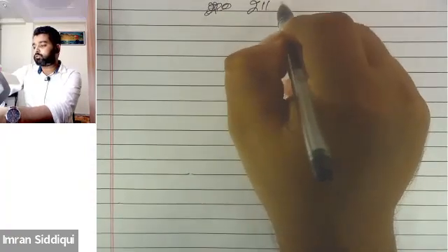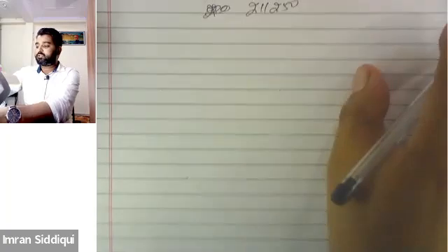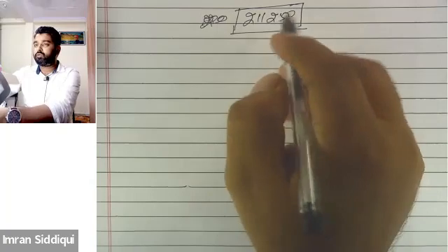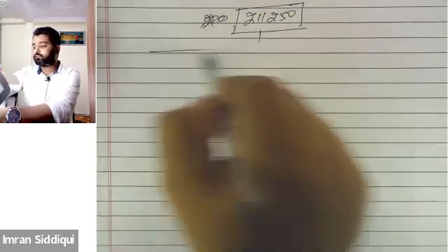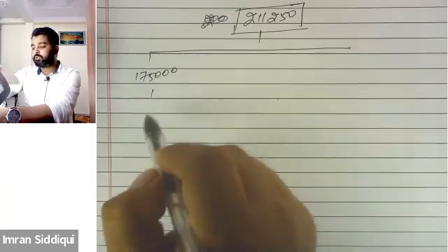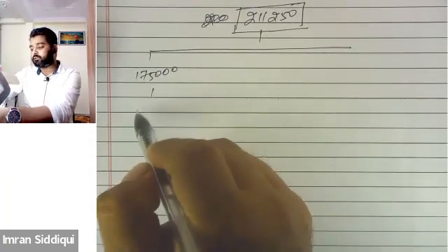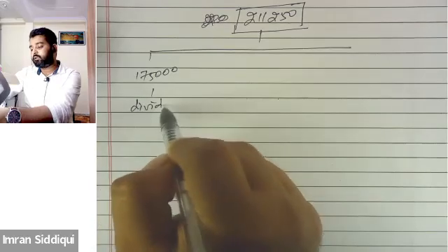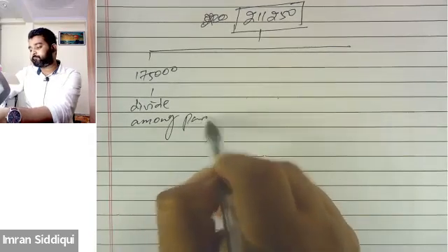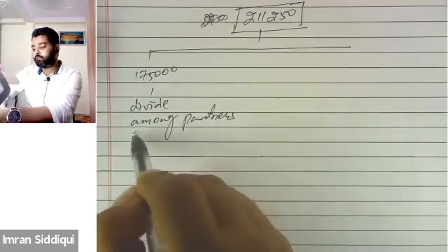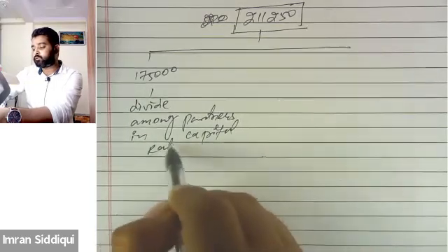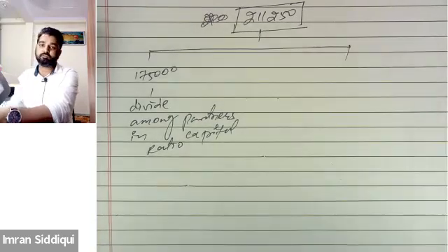So 2,11,250. The question is saying that out of 2,11,250, 1,75,000 needs to be divided among the partners in their capital ratio. And the remaining amount of profit. So what will be the remaining amount?